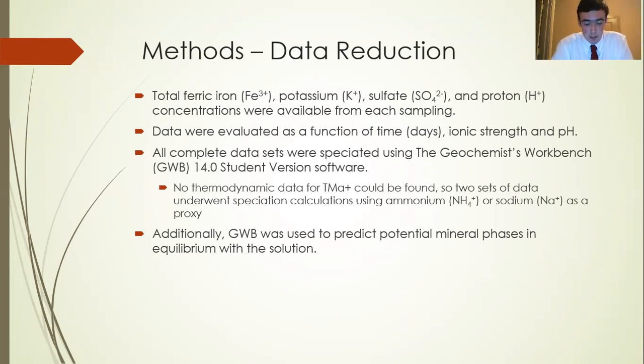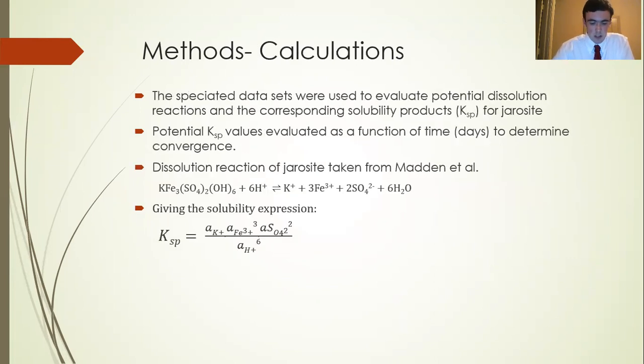Geochemist's Workbench was also used to predict mineral phases that would form in equilibrium with the solution. Speciation measurements yielded activity values in moles per kilogram, activity being the effective concentration of an ion in a solution, accounting for the ionic strength of the solution. These activity values were then used to calculate the solubility product, or KSP, of jarosite using the proposed dissolution reaction from Madden et al., displayed on the screen, as well as the associated solubility expression, again KSP, shown on the slide.